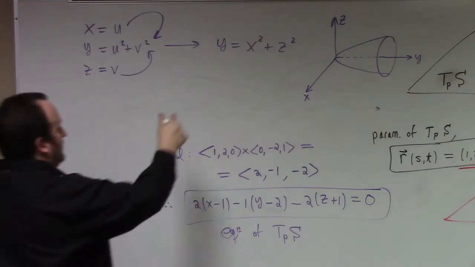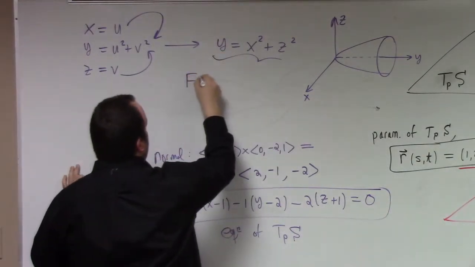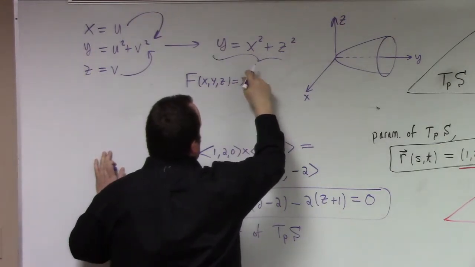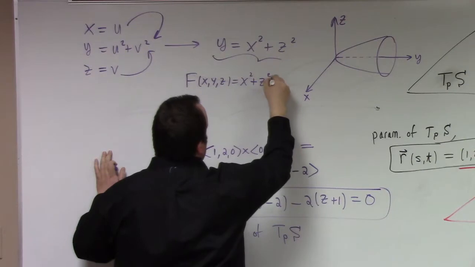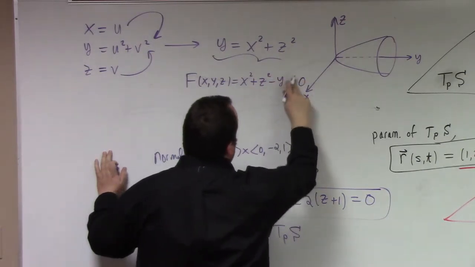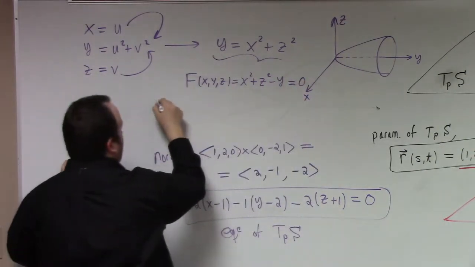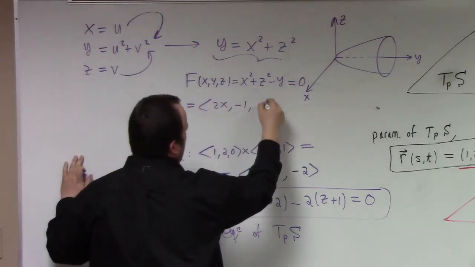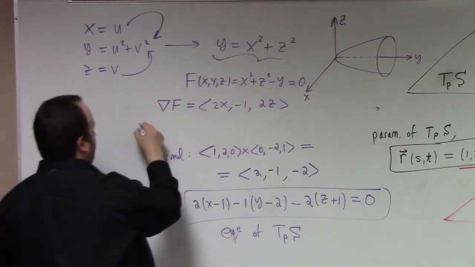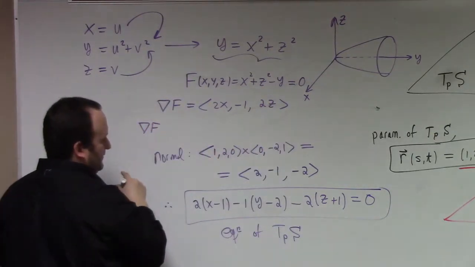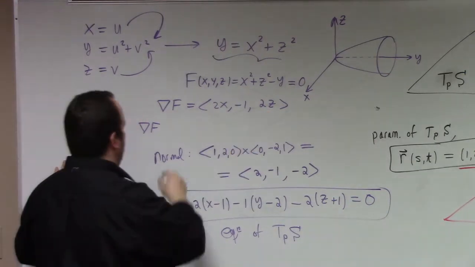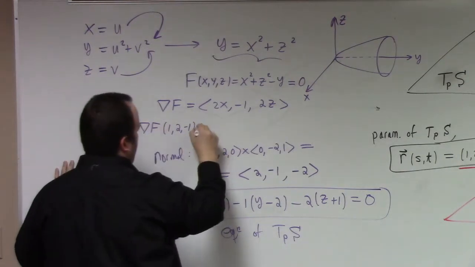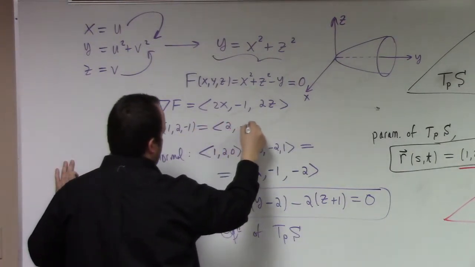But, of course, we could take this and trade this for a level function, f of x, y, z, equal to x squared plus z squared minus y. It's the level 0 function, right? What's the gradient of f? 2x, minus 1, 2z, right? Plug in the point that we're interested in, which was what? Yeah. And what do we get? 2, minus 1.